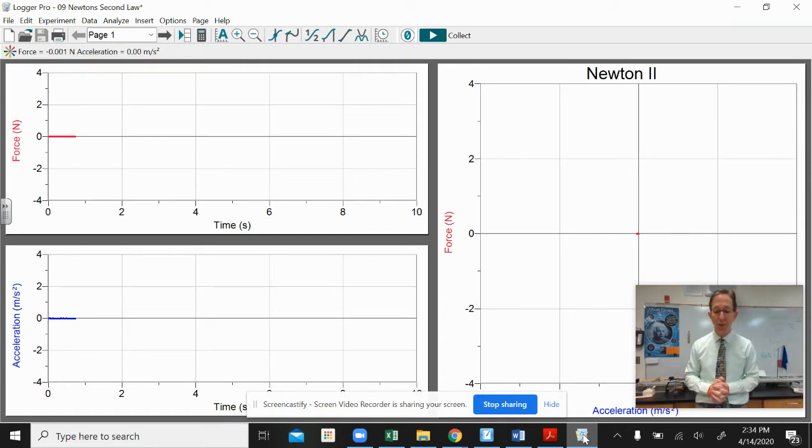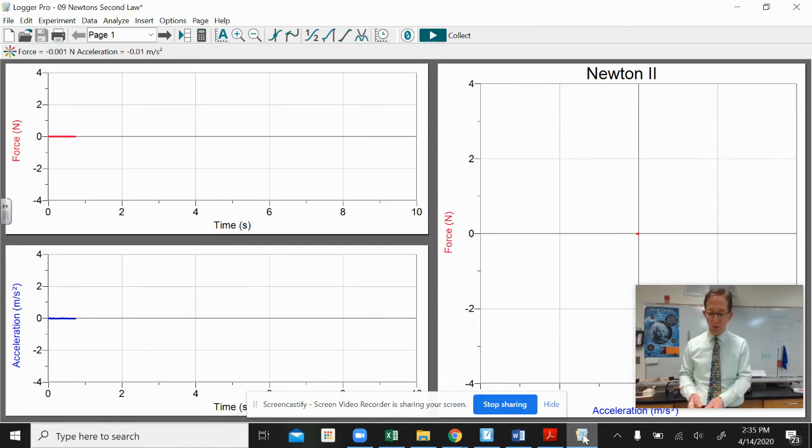The purpose of this experiment is to determine the relationship between the net or unbalanced portion of the force, the mass, and the acceleration. So for your hypothesis, I want you to answer this question. If the net force increases, then the acceleration will. You can record your prediction as to whether you think it's going to increase, decrease, or stay the same.